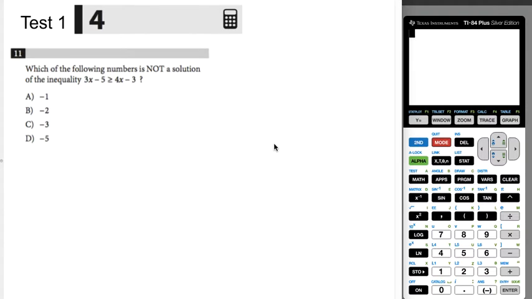All right, this is SAT Prep. We're doing test 1, section 4, and this is number 11. Which of the following numbers is not, right? So you want to be really, really clear that it says not a solution to the inequality.